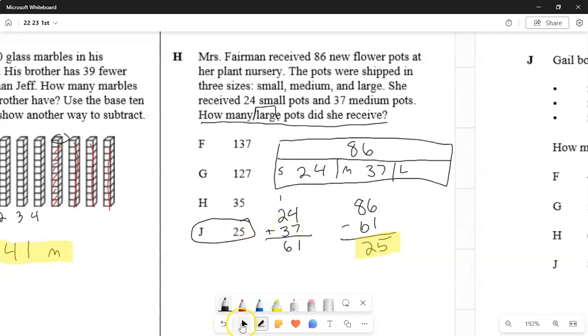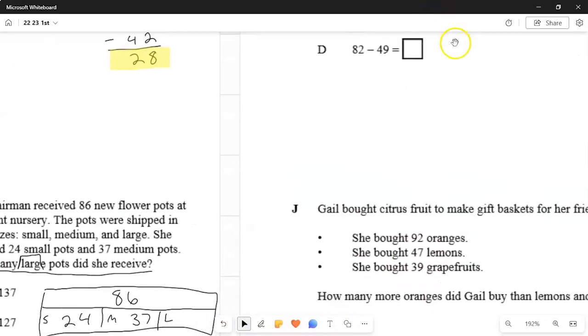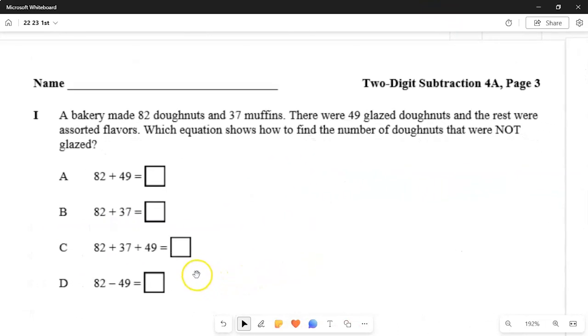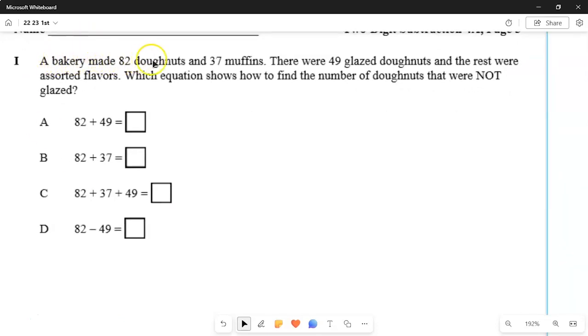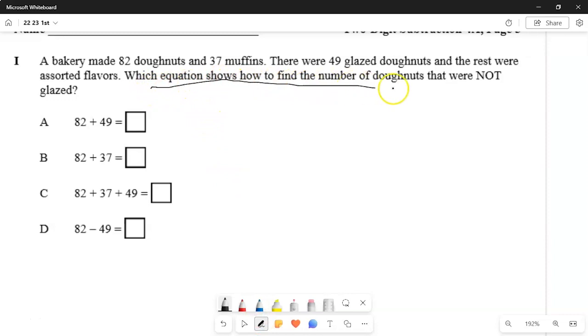Go ahead and look at I. Okay, I says, a baker made 82 donuts, 37 muffins. There were 49 glazed donuts, and the rest were assorted flavors. Which equation shows how to find the number of donuts that were not glazed? Okay, so we're trying to figure out the ones that are not glazed. I'll underline the question there. Which were not glazed. Basically, we're trying to find out which ones are assorted.